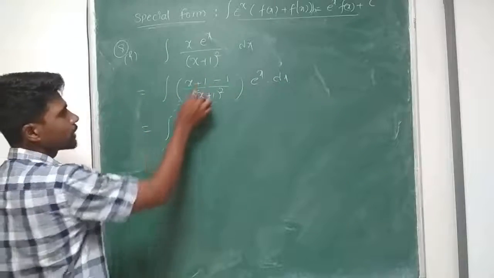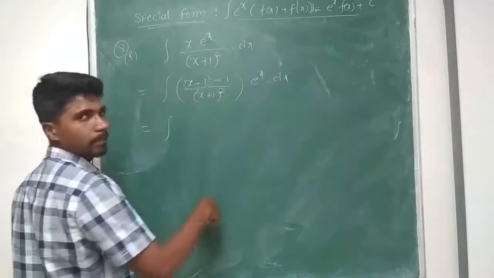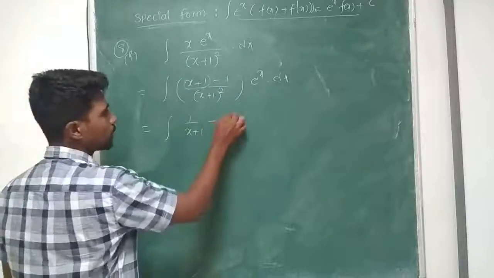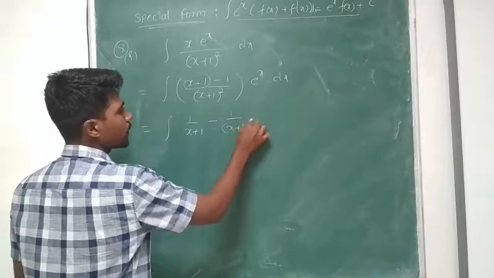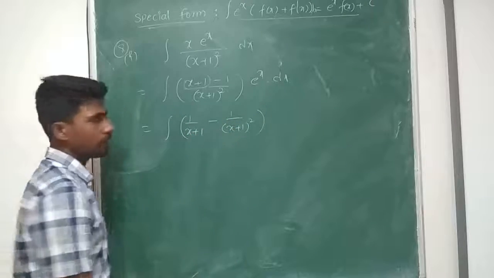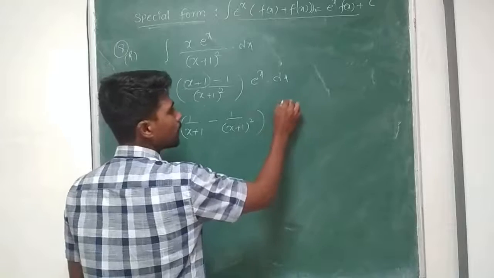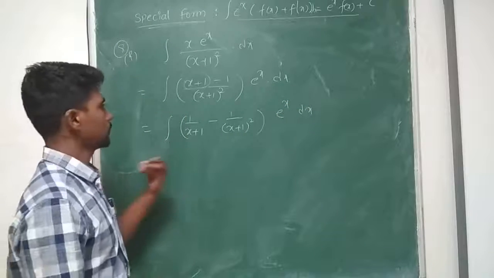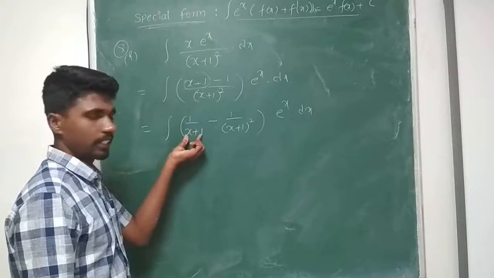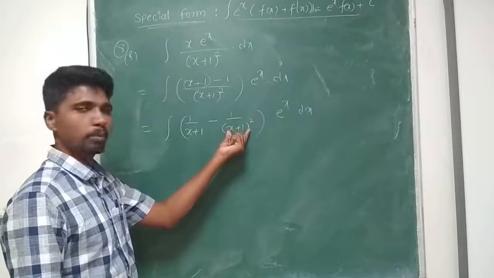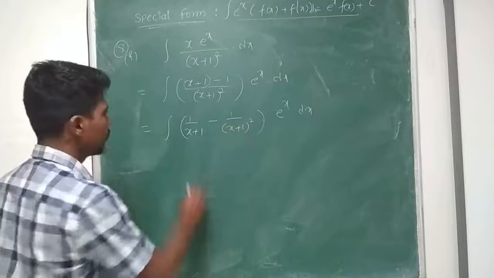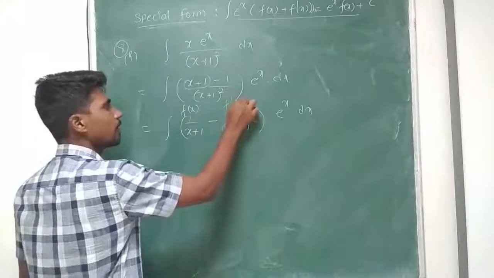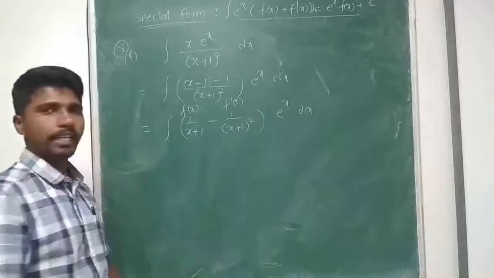So now if I split x plus 1 by x plus 1 whole square, which is nothing but 1 by x plus 1 minus 1 by x plus 1 the whole square, into e power x dx. Now if I consider this one as f of x, what about this? f dash of x. So f of x is 1 by x plus 1, f dash of x is minus 1 by x plus 1 the whole square.